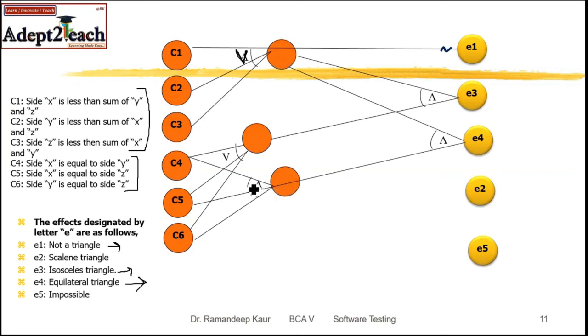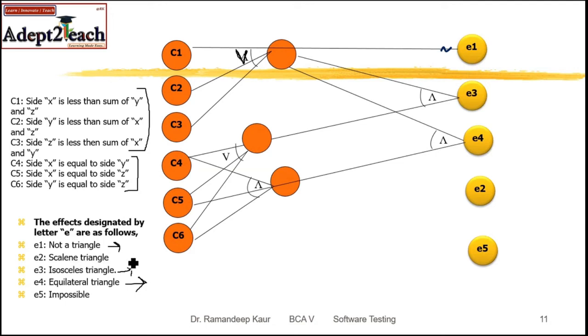All the three conditions should be true. So I have marked an AND in between. That means all the three will hold true simultaneously. So once they are true, along with the original condition of triangle problem, I have marked it as E4. So E4 is true. That means it is an equilateral triangle.